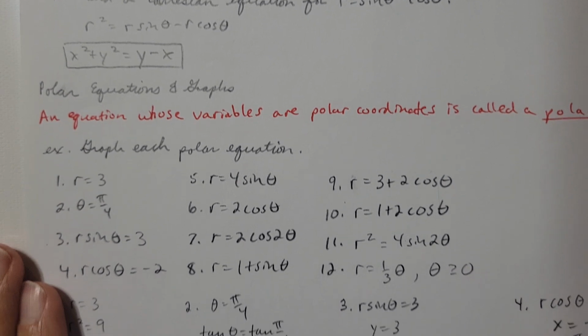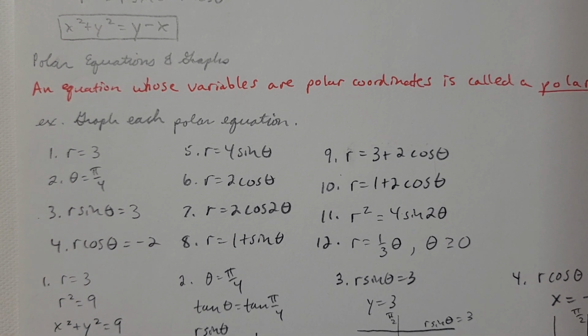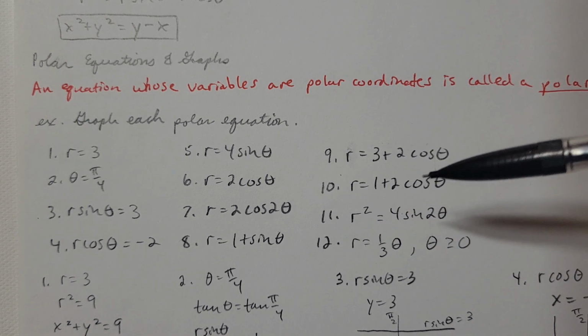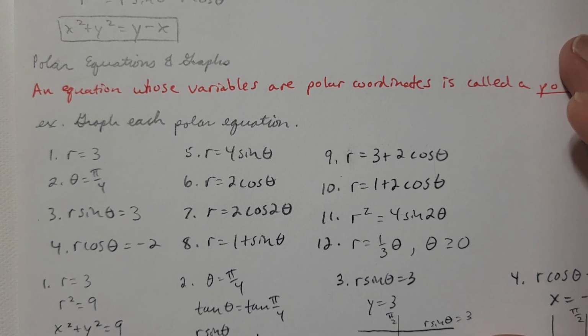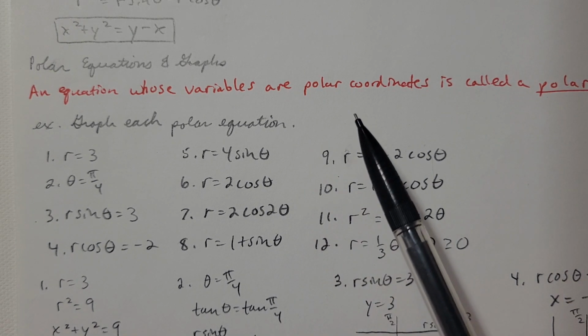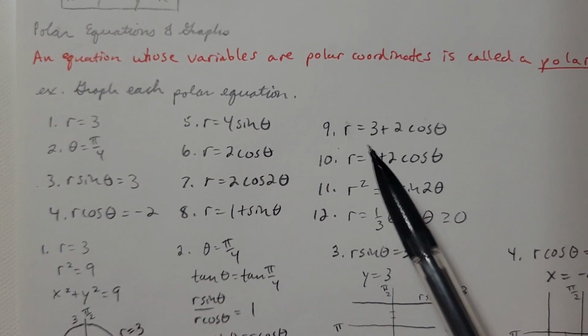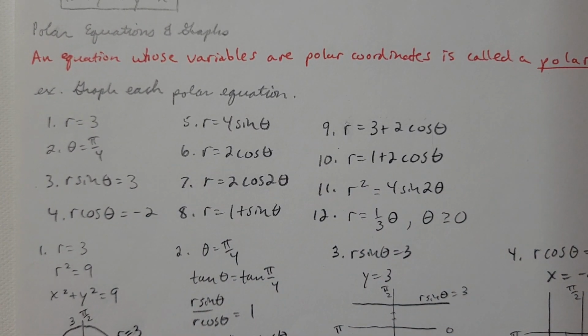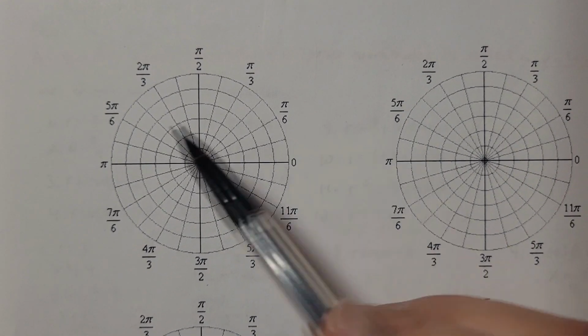Okay, the next thing that I want us to do is get some practice sketching some graphs. So I've got, looks like 12 equations. These are all in polar coordinates. And it says that an equation whose variables are polar coordinates is called a polar equation. So these are all polar equations, and I want us to graph each polar equation. I have this grid here. These are called polar grids.